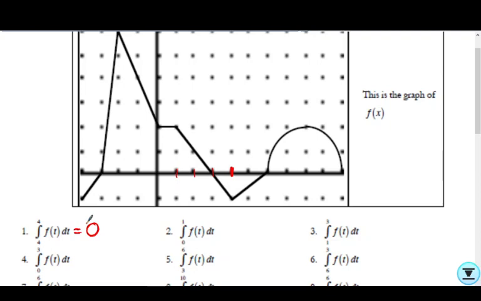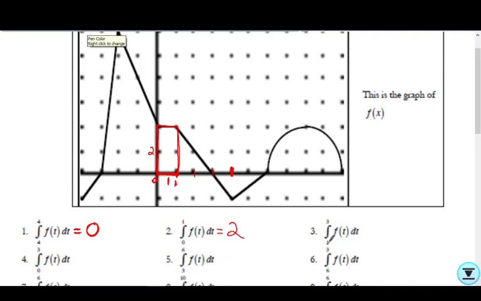Now, the area from 0 to 1. So here is 0, here is 1. So we're talking about this area right here. What kind of shape is that? That's a rectangle. How do you find the area of a rectangle? Well, this is 1, the height is 2, so this area is 2. So basically what we're doing here is finding area based on these geometric shapes. All right, let's look at the next one.